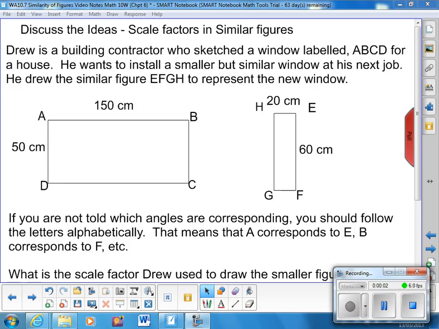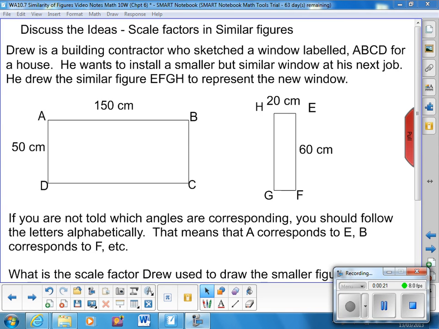Today's lesson is a continuation of determining if two polygons are similar. Drew is a building contractor who sketched a window labeled A, B, C, D for a house. He wants to install a smaller but similar window at his next job. So he drew figure E, F, G, H to represent the same window.